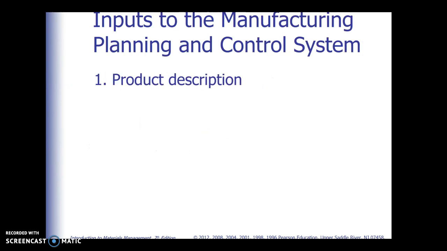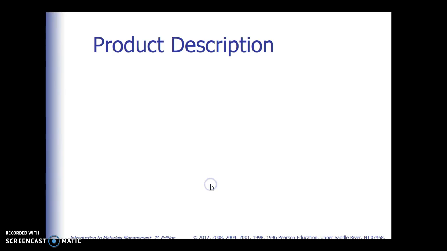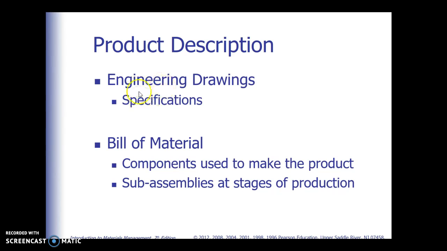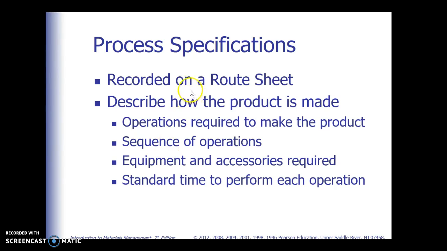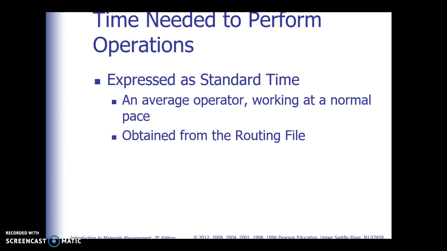Now we're going to look at inputs to the manufacturing planning control system. We have your product, process, and time, availability of facilities, and quantity required. When you think about the product description, these are the areas that you need to focus on: the drawings by the engineer, the specifications, and your bill of materials. This is recorded on what they call a route sheet, and this describes how the product is made: the operations, the sequence, equipment, and standard time. And it is often expressed as standard time.